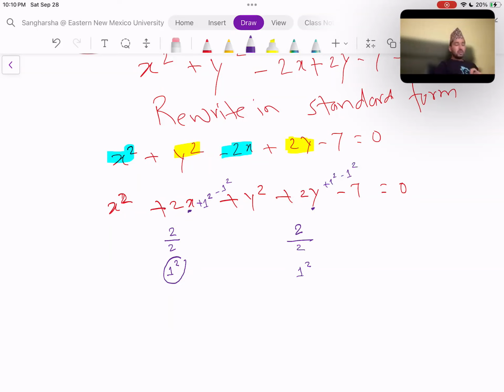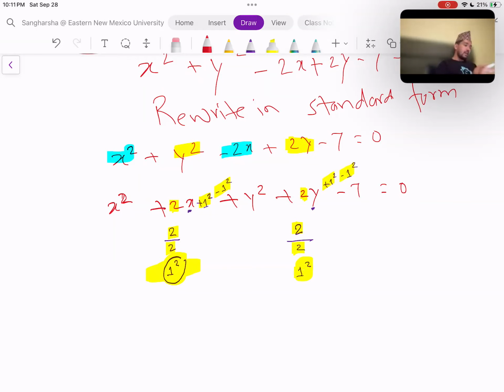This is the most important step here. You take the coefficient of x, which is 2. Every time you divide by 2, we get 1 here, you square it. And you're going to add and subtract the same number that you get from here. For the y also, you take the coefficient of y, which is 2. Divide by 2, we get 1. Square it, we have 1 square. And you are adding and subtracting the same number.